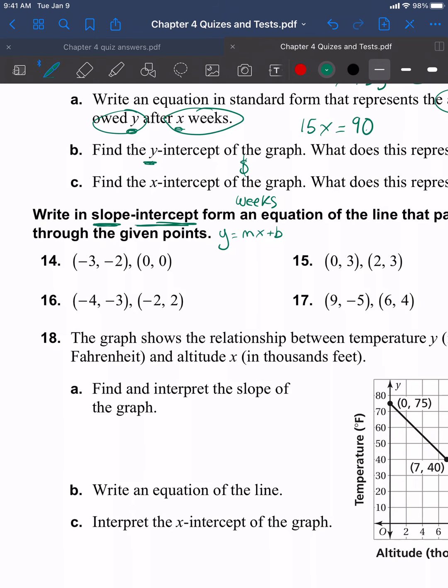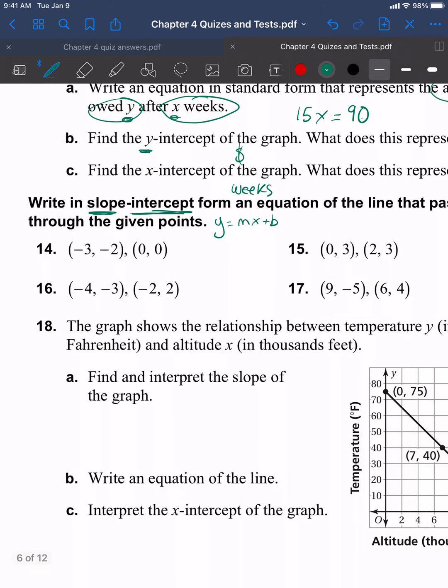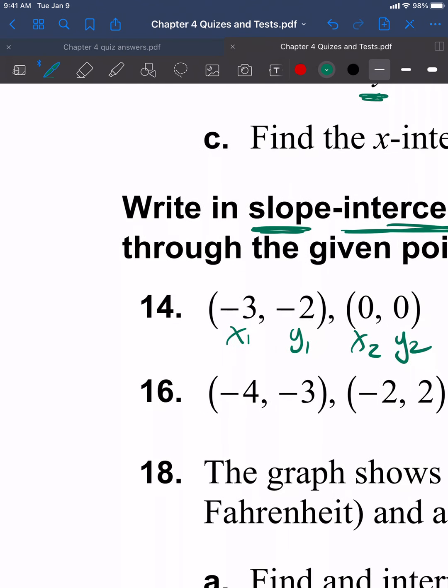Now you have to do the y2 minus y1. Hold on. This is going to be x1. This would be y1. This would be x2. This would be y2. Okay, so Tegan is saying let's do y2 minus y1 over x2 minus x1. Who is y2? 0. Who's y1? Negative 2. Don't forget it's minus negative, okay? Who's x2? 0. Who is x1?